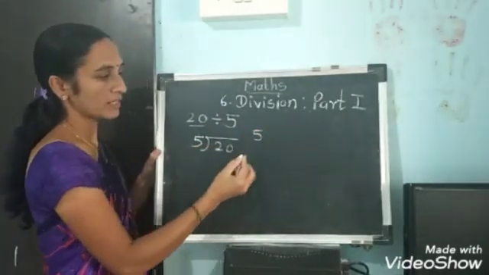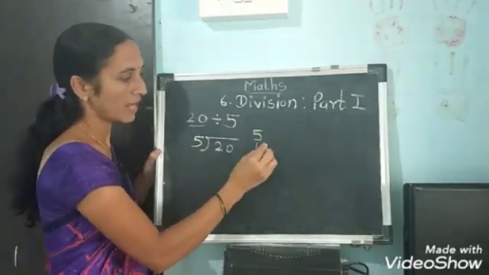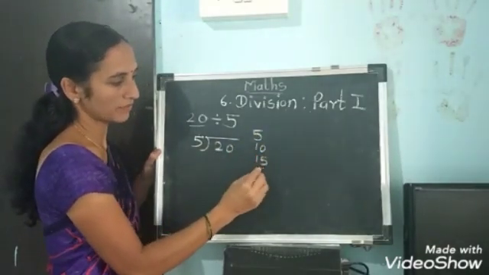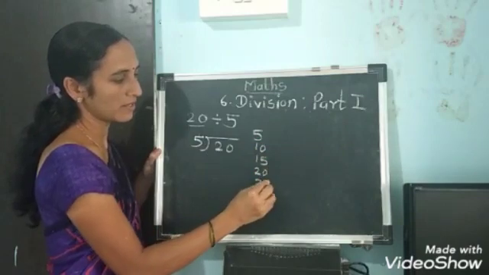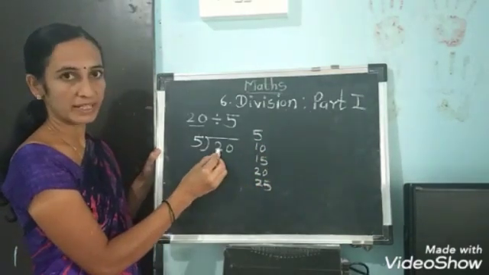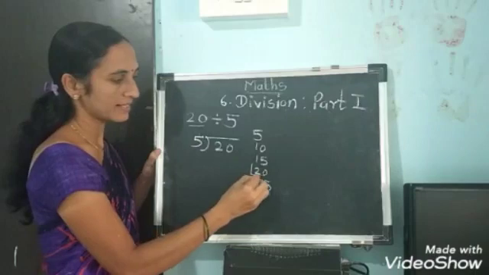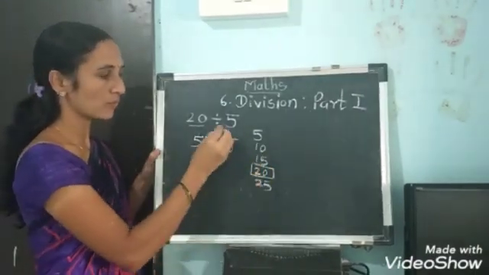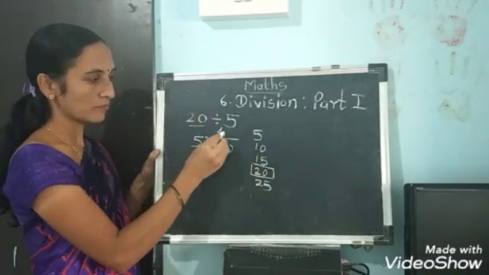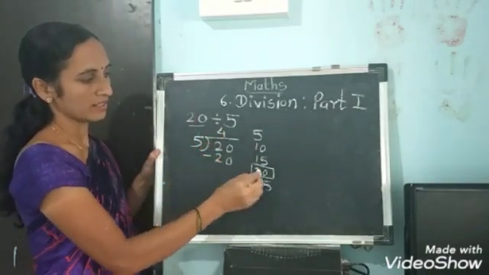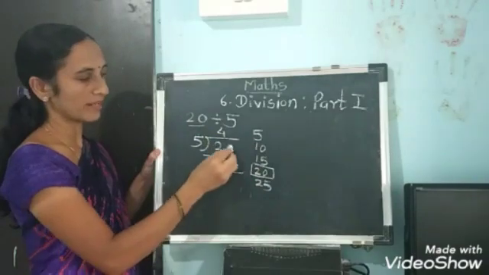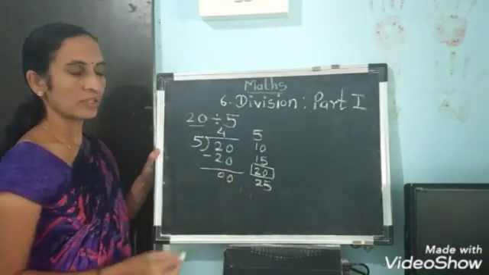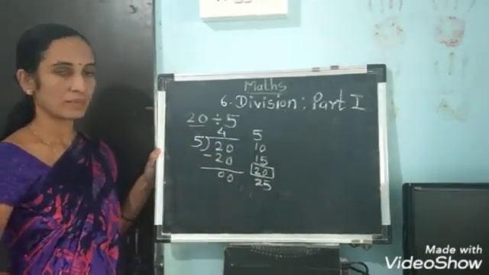Do you know the 5's table? Say then. 5 1s are 5, 5 2s are 10, 5 3s are 15, 5 4s are 20, 5 5s are 25. What do we want? 20. Is there 20? Yes, it is there here. At which place? 1, 2, 3, 4. So write 4 here. 5 4s are 20. This 20 you have to cut from here. 20 minus 20, 0.